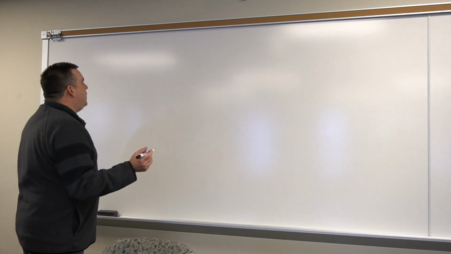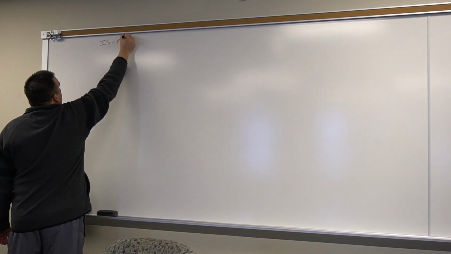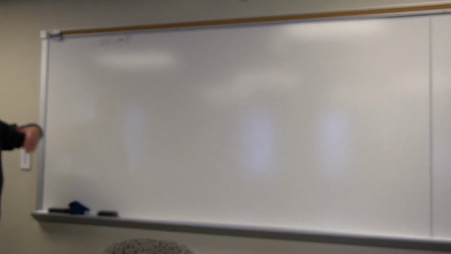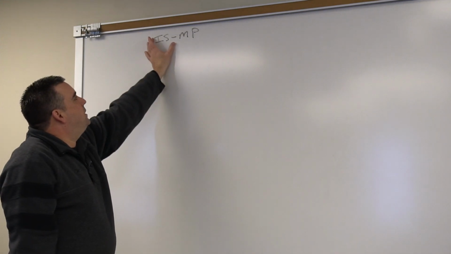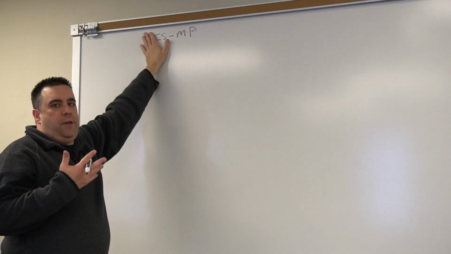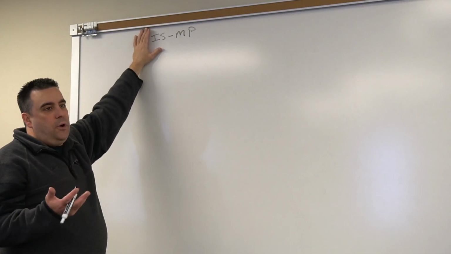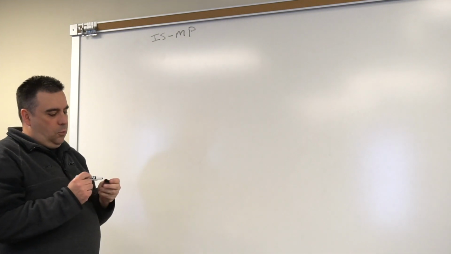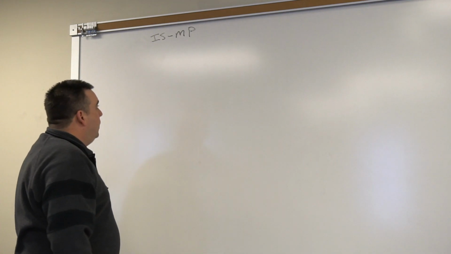So like I said, we want to start building what is known as the ISMP model. In order to get to the ISMP model, we have to do another model first, because this IS portion of the ISMP model is actually a derivation model. And so in order to understand where IS comes from, we actually need to look at what is known as an aggregate expenditure model. So that's what I want to start with.